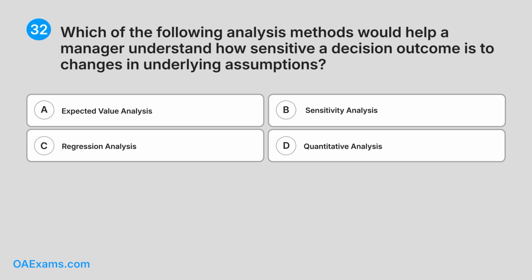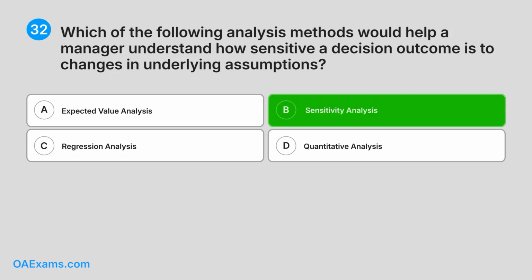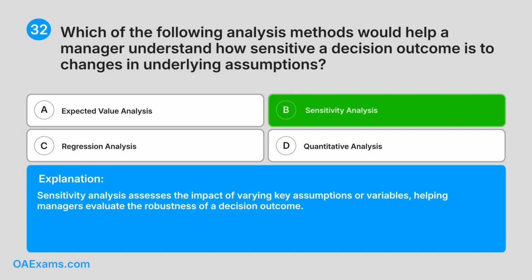32. Which of the following analysis methods would help a manager understand how sensitive a decision outcome is to changes in underlying assumptions? A. Expected value analysis. B. Sensitivity analysis. C. Regression analysis. D. Quantitative analysis. Do you know the answer? Correct answer: B. Sensitivity analysis. Explanation: Sensitivity analysis assesses the impact of varying key assumptions or variables, helping managers evaluate the robustness of a decision outcome.